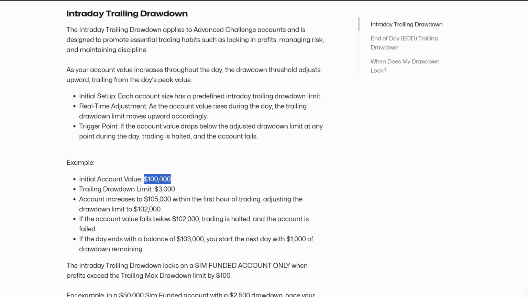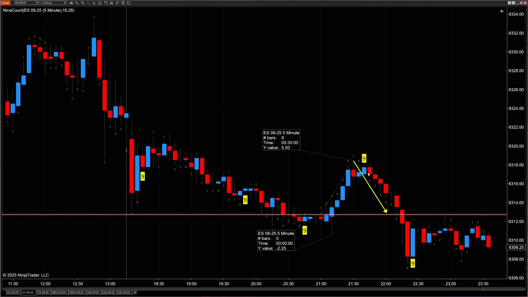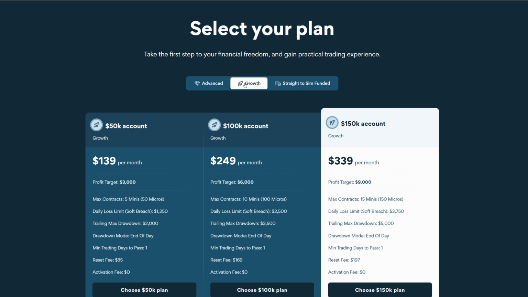So if you're a trader that likes to go for big runners and you want to let the market really swing, like in this example, looking for a much larger move on the way up, wait until that drawdown has already locked, and then you can start to implement that type of strategy. Now, let's go look at the drawdown within the growth plan. In the growth plan, we're going to use that same $100,000 account size.